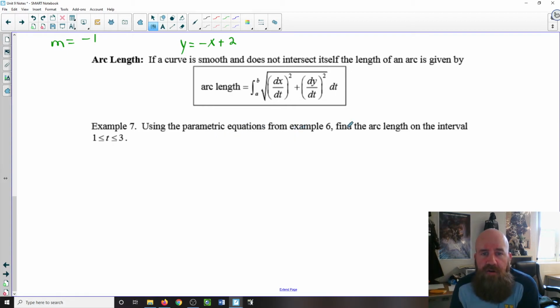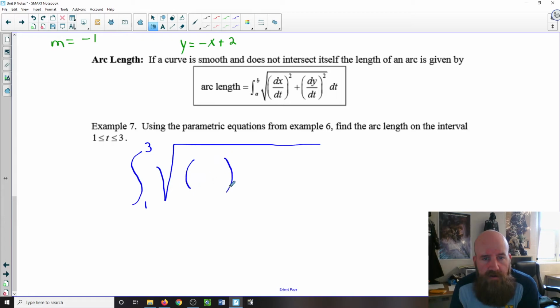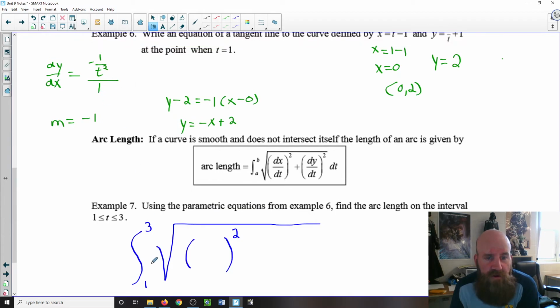So using the parametric equation from example 6, find the arc length on the interval 1 to 3. So let's go ahead and do that. So from 1 to 3, and then we're doing our square root of our dx equation. So derivative of x, if we look back up here, was 1, plus our derivative of y. I'm just going to rewrite it like this.